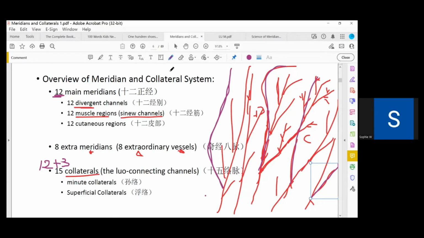I have a question. Yeah. So you're saying that each main meridian will have a collateral, but the other three, they're by themselves. The other three collaterals, they don't have an associated main meridian, right? Yeah, this is really special. It's from the 8 extraordinary meridians. Okay, thank you.